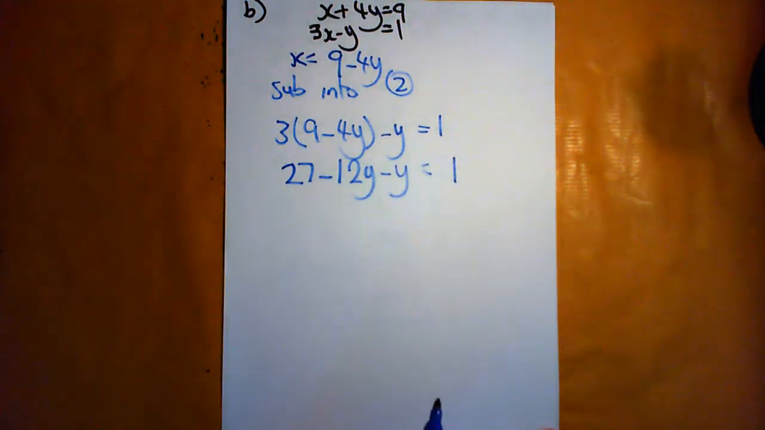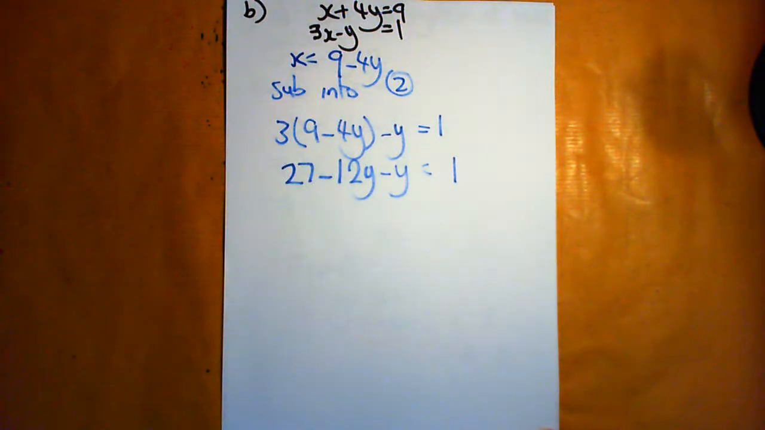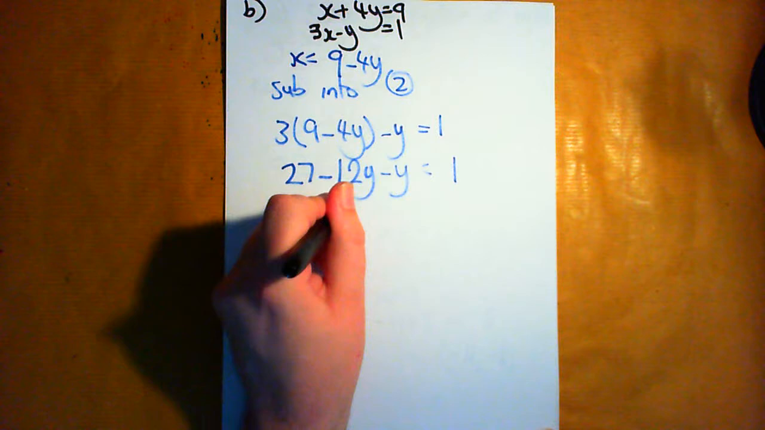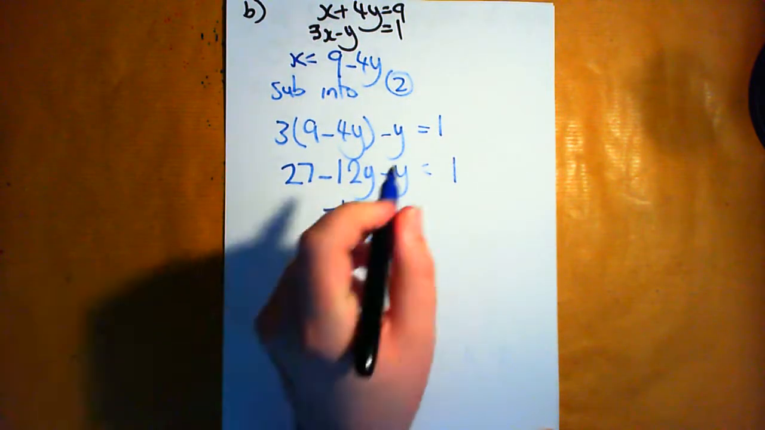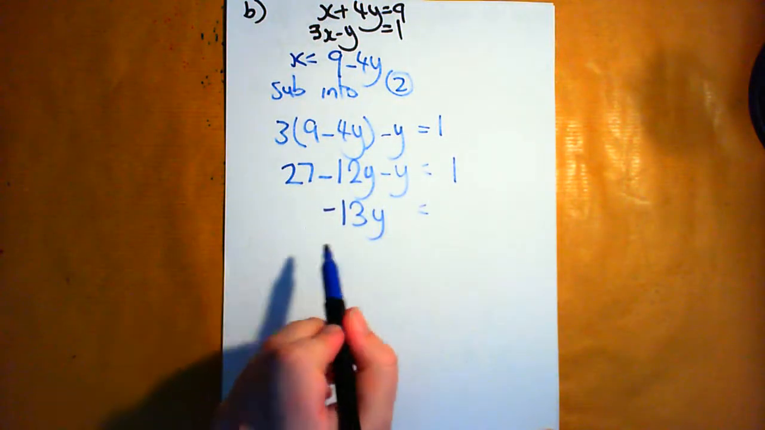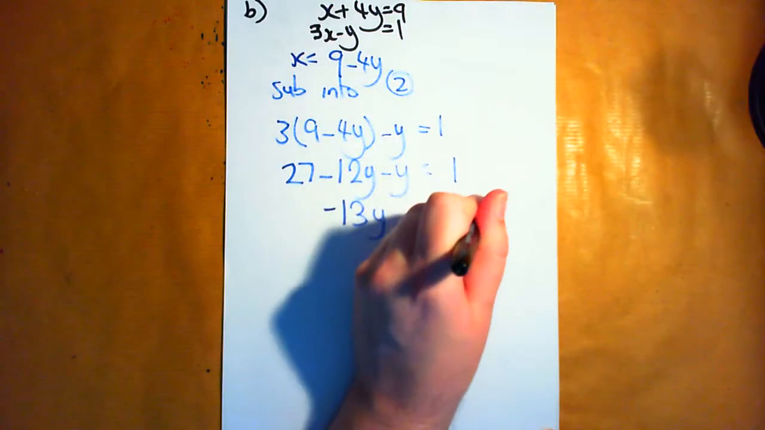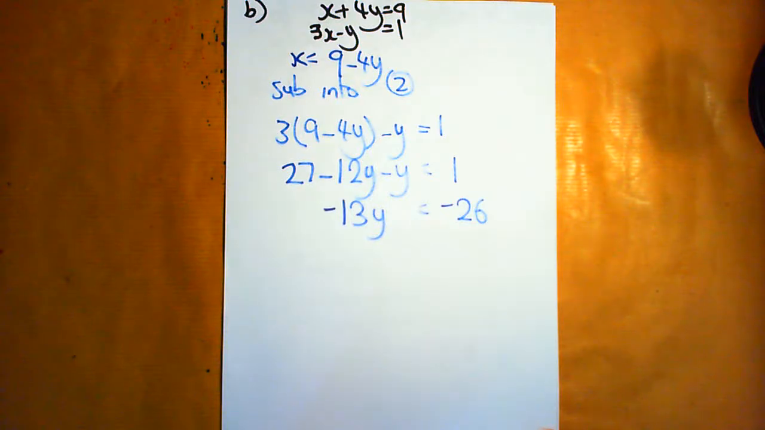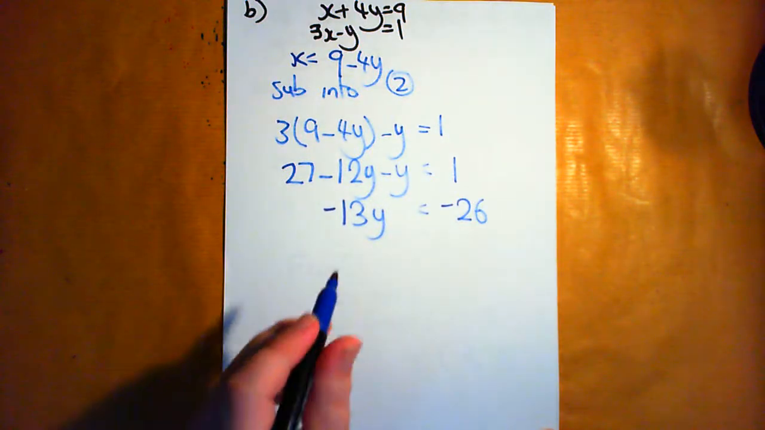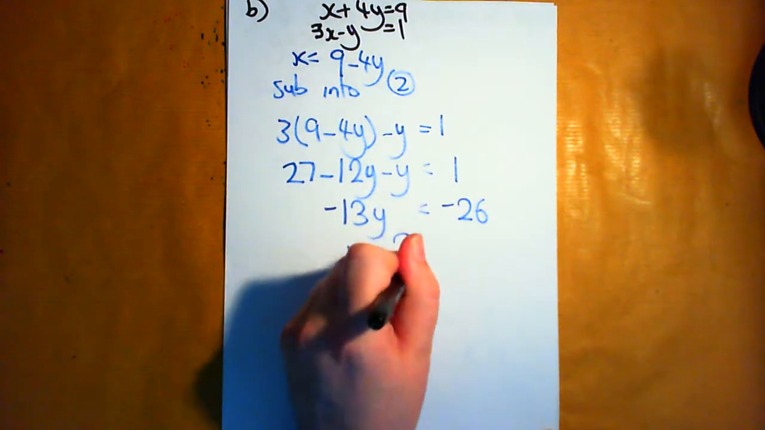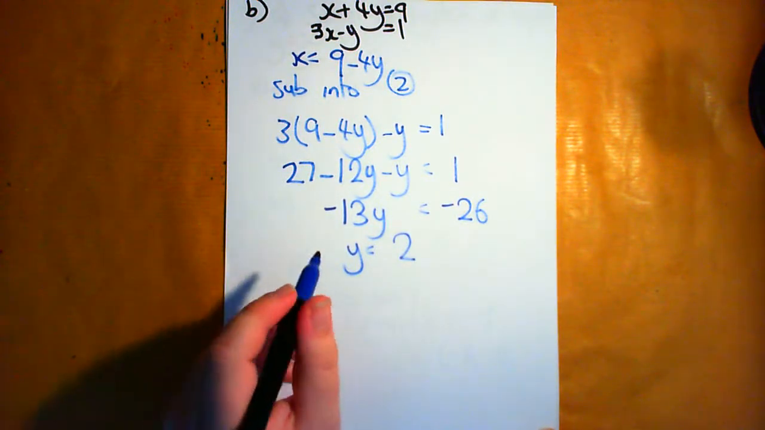So if we rearrange the equation so that we've got all of the terms with a y in them on one side, and the numbers on the other side, the y term is going to be minus 13 times y equals, and we're going to subtract the 27 from both sides, so that gives you negative 26. So we have our value of y almost. If we divide that through by negative 13, we get y equals 2.